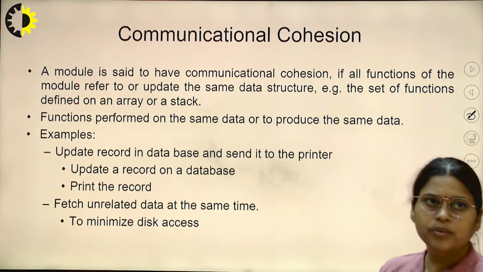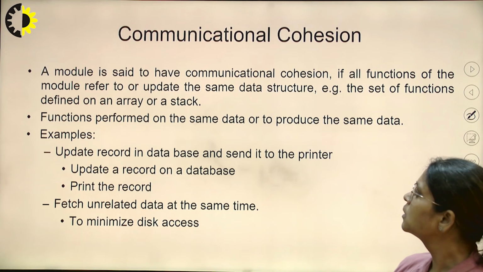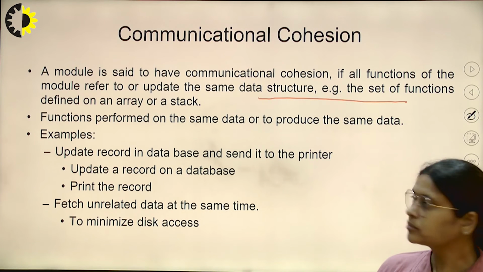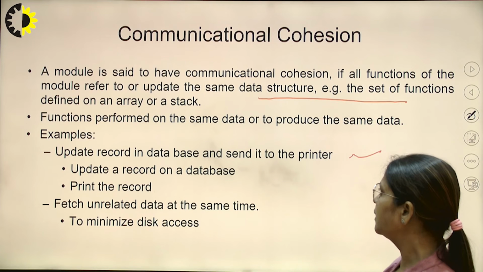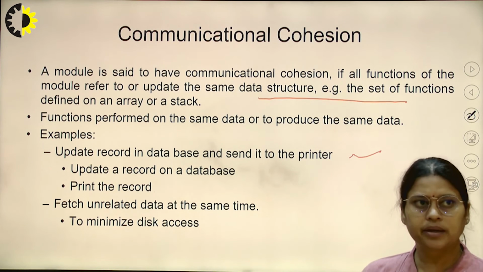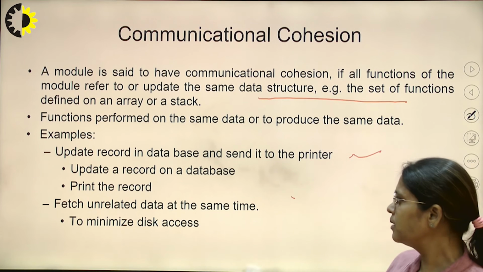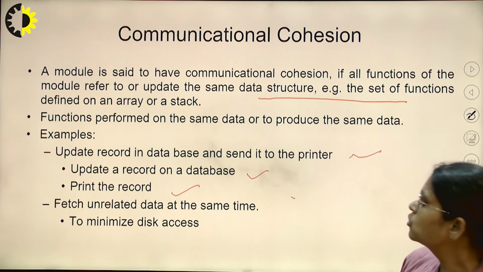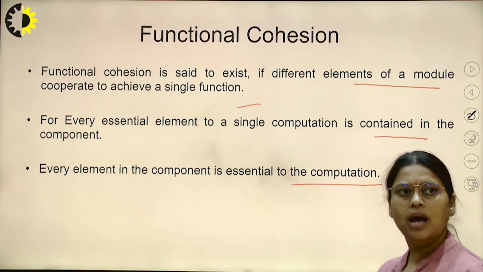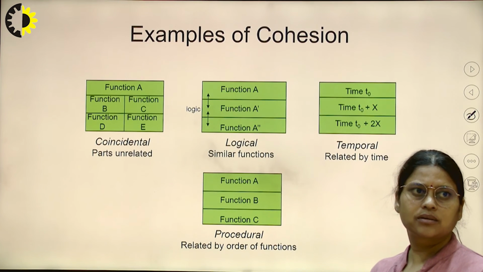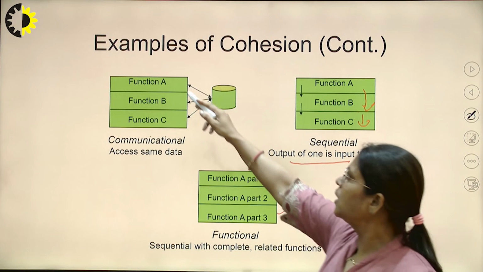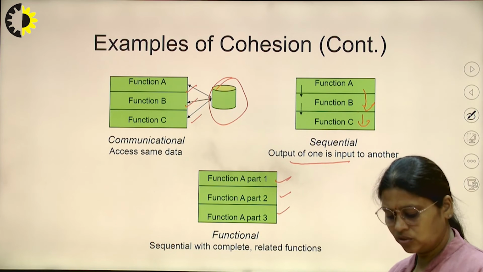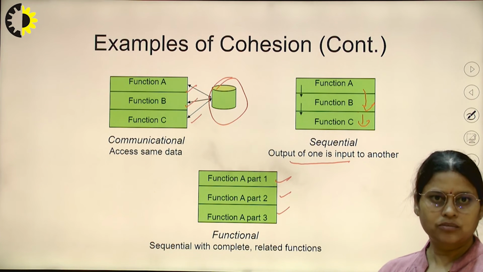A module is said to have communicational cohesion if all the functions refer to or update the same data structure. For example, we update a record in the database and then the same record is sent for printing. So this is communicational, meaning all are linked with each other. Function A, function B and function C are all using the same data items, which are stored globally.